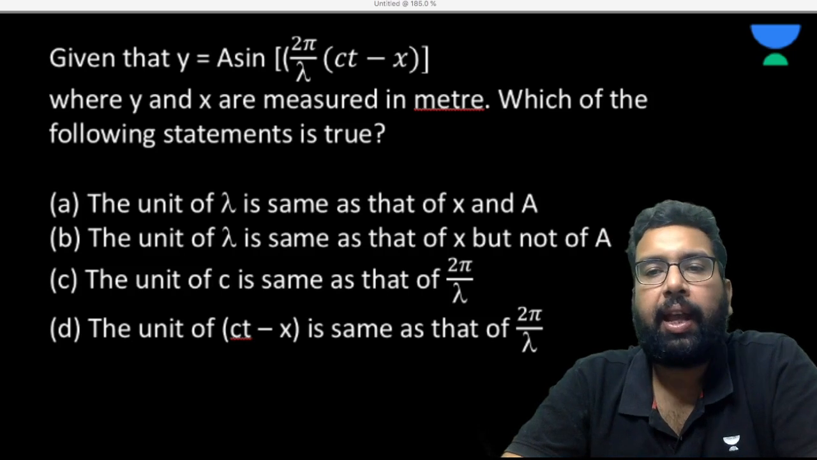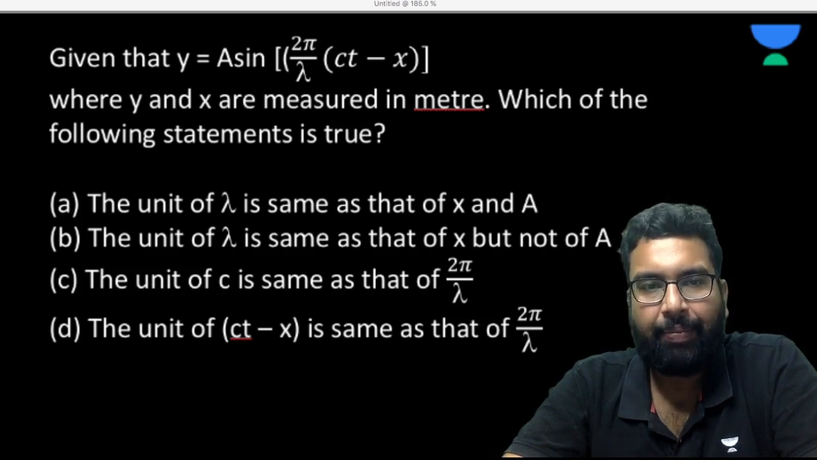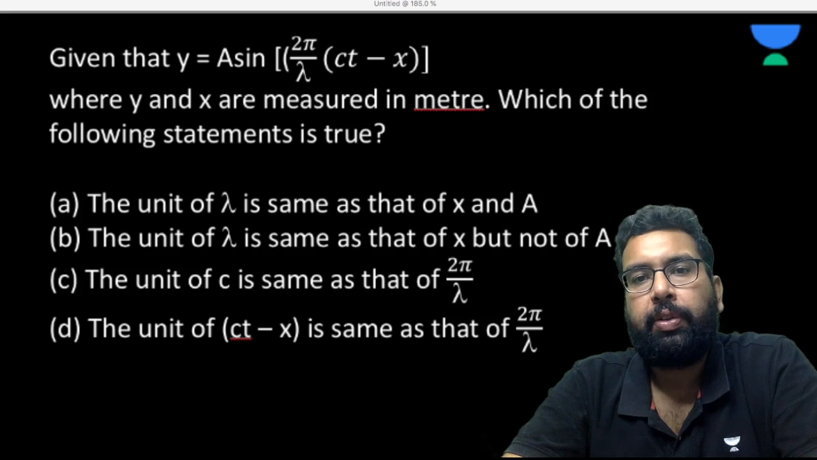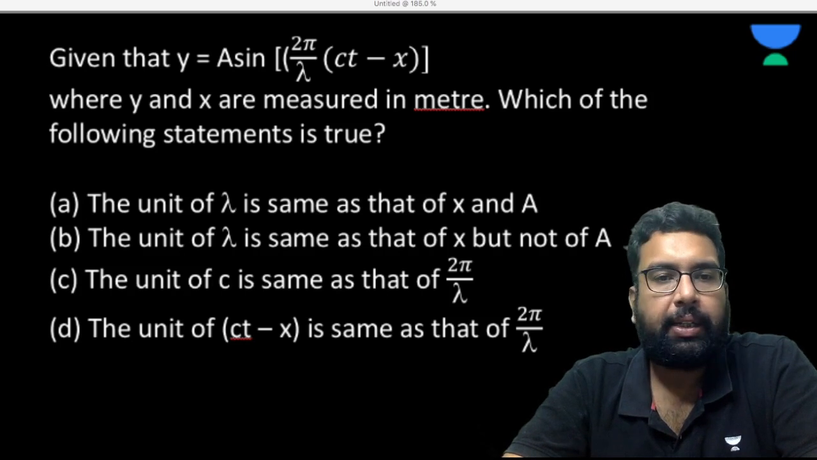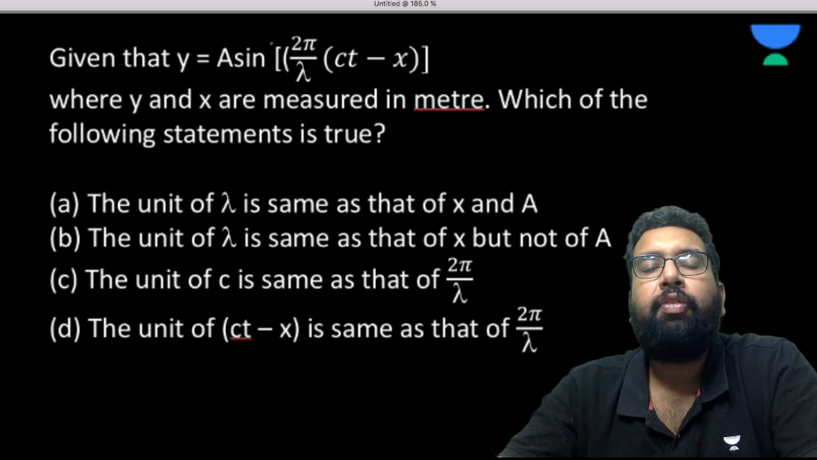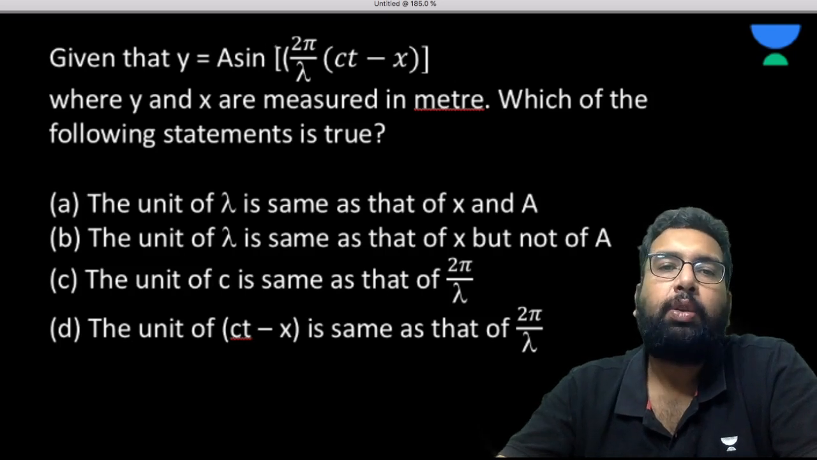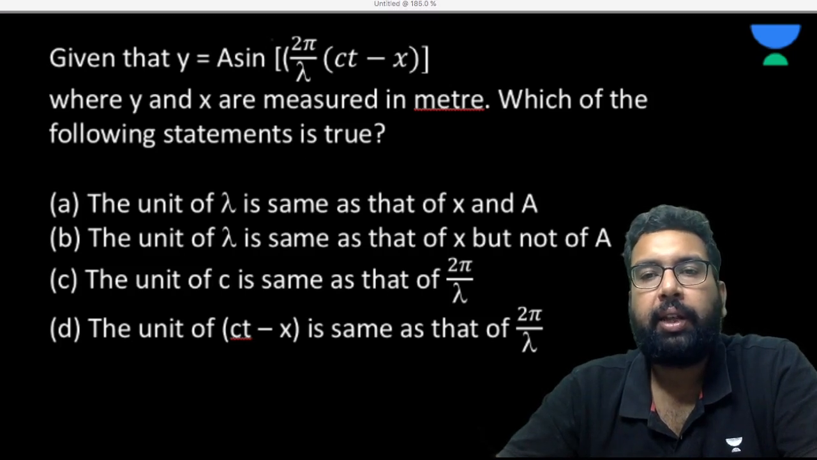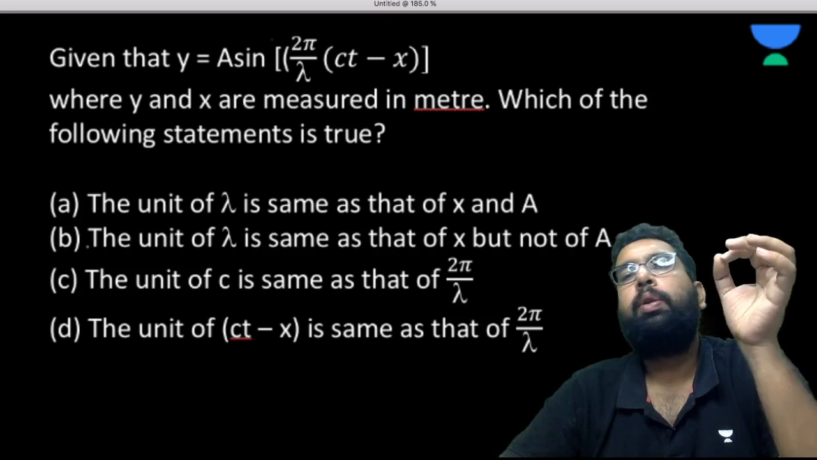So it says, given that y is equal to a sine of 2 pi by gamma times (ct minus x), where y and x are measured in meter. Which of the following statements is true? Please understand, this is a very interesting question. Within the sine we have something, so it has to be an angle. Whatever is written inside a trigonometric function is going to be an angle.